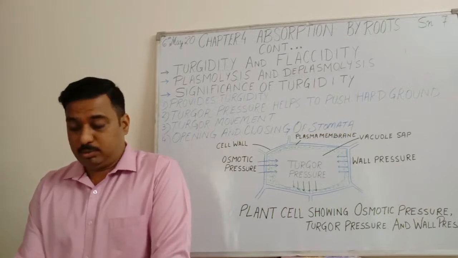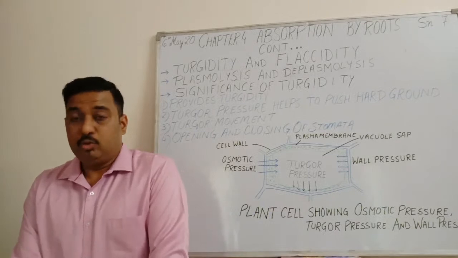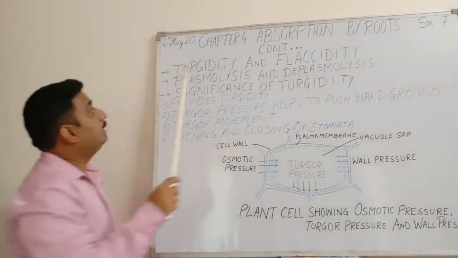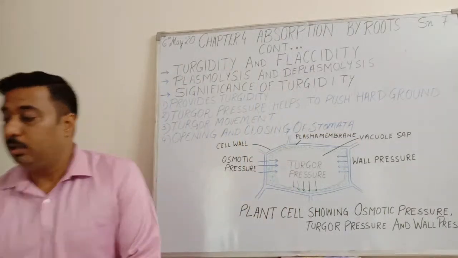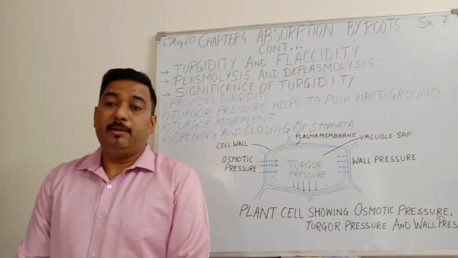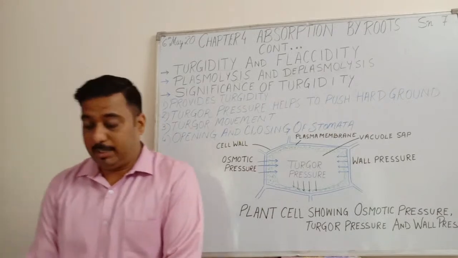absorption by roots and rise of water up to the xylem. So the first topic that we will be seeing is turgidity and flaccidity. What is turgidity? What do you understand by the term turgid? When a cell is fully filled with water, it becomes distended. That condition is called a turgid state.